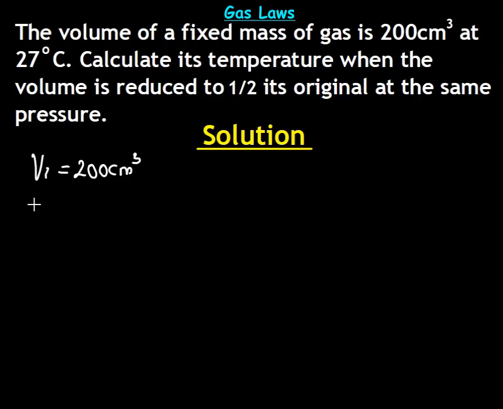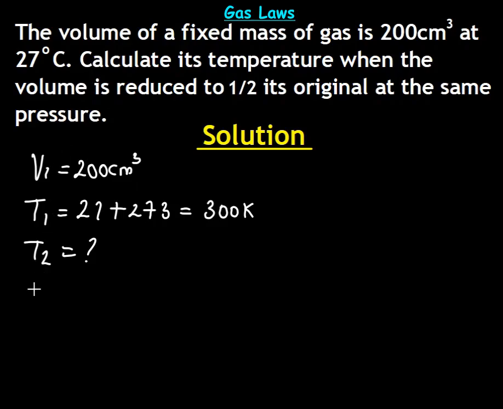So the first temperature is 27 degrees Celsius, right? But then convert it to its absolute temperature by adding 273. So plus 273, that's equal to 300 Kelvin. Good. We are then asked to calculate its temperature when the volume is reduced to half its original. So what is the value of the second temperature? T2 equals question mark.